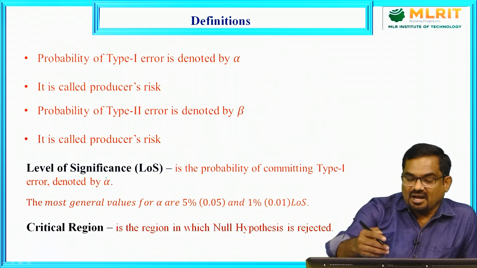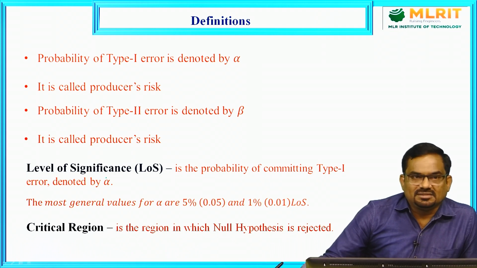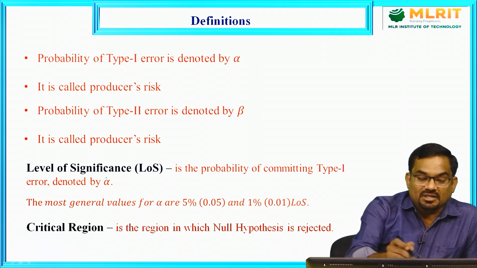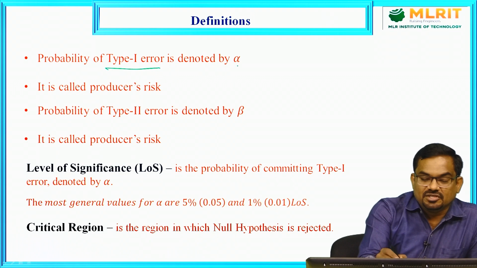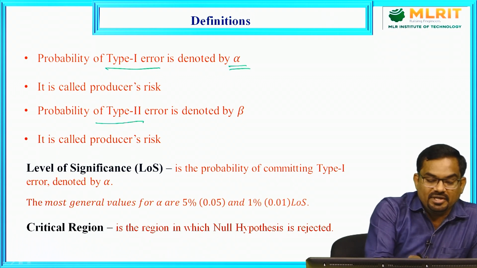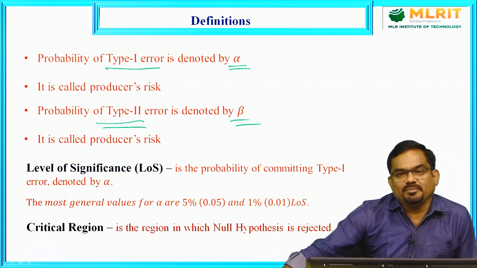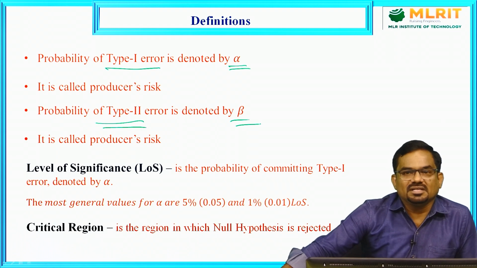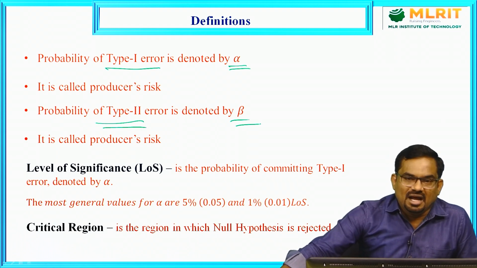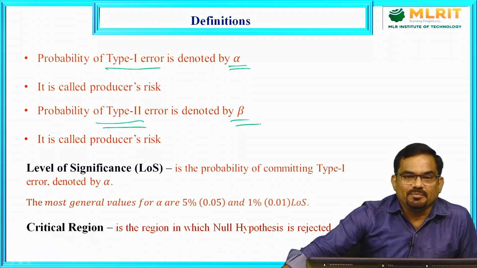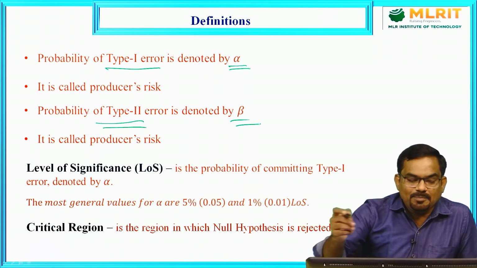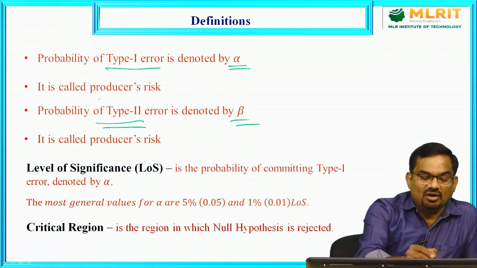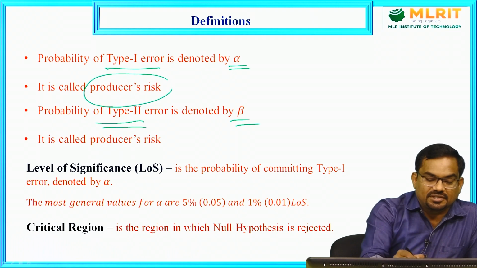And there are some more important points related to this topic. The probability of type 1 error is denoted by alpha and the probability of type 2 error is denoted by beta. So alpha is the probability of type 1 error and beta is the probability of type 2 error. And type 1 error is called producer's risk.